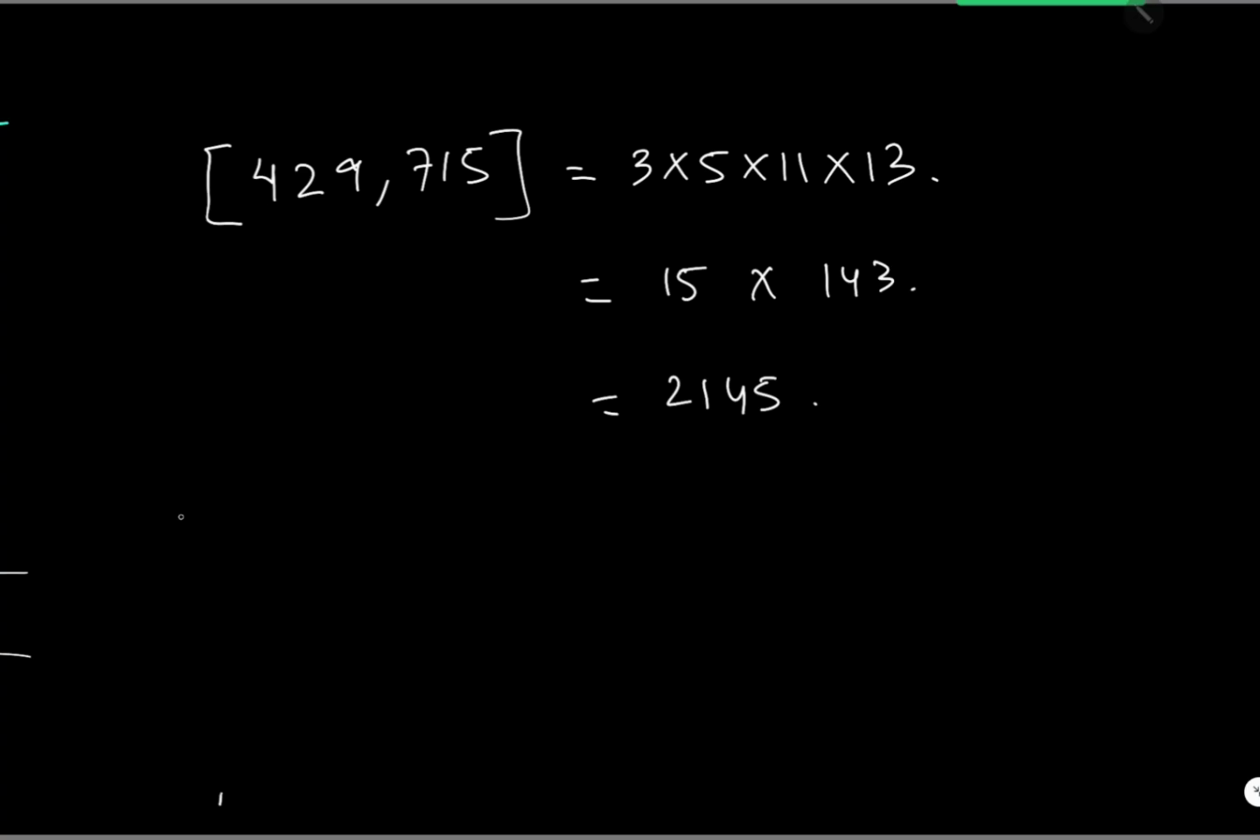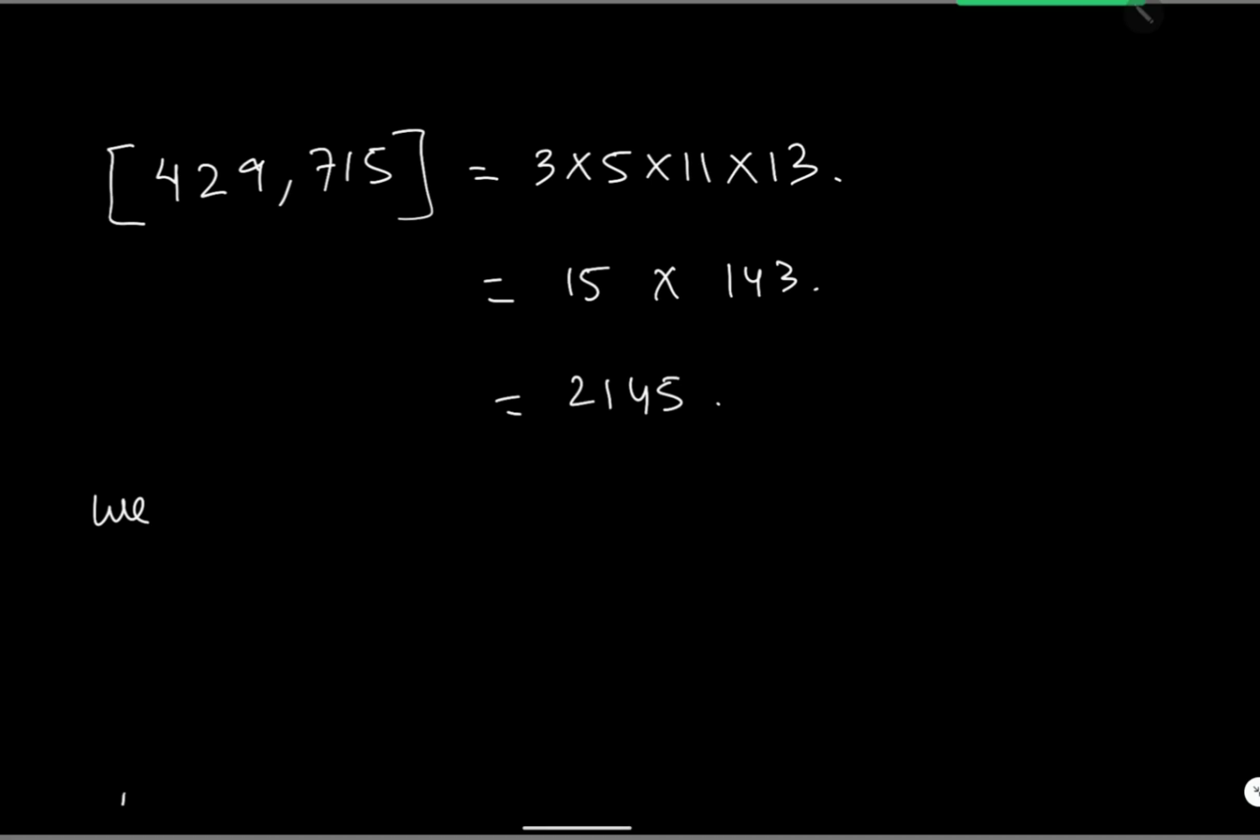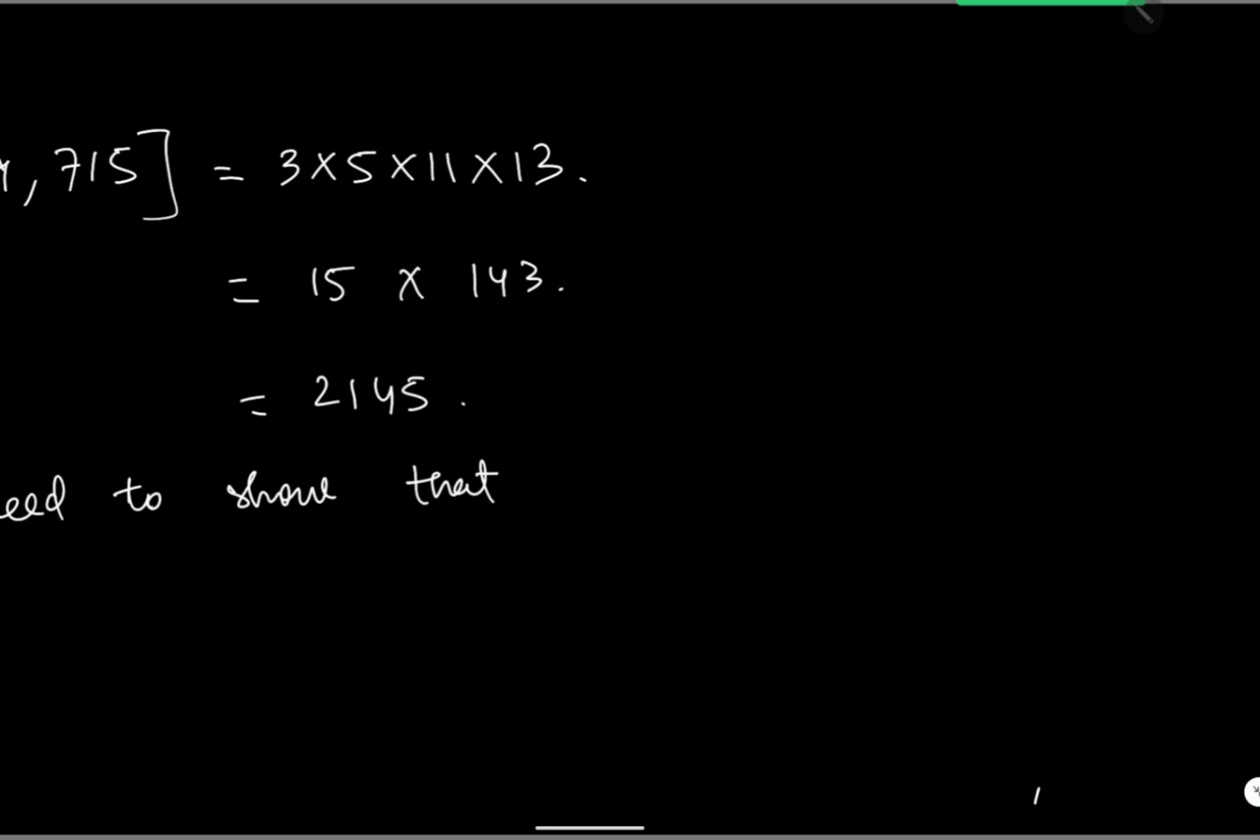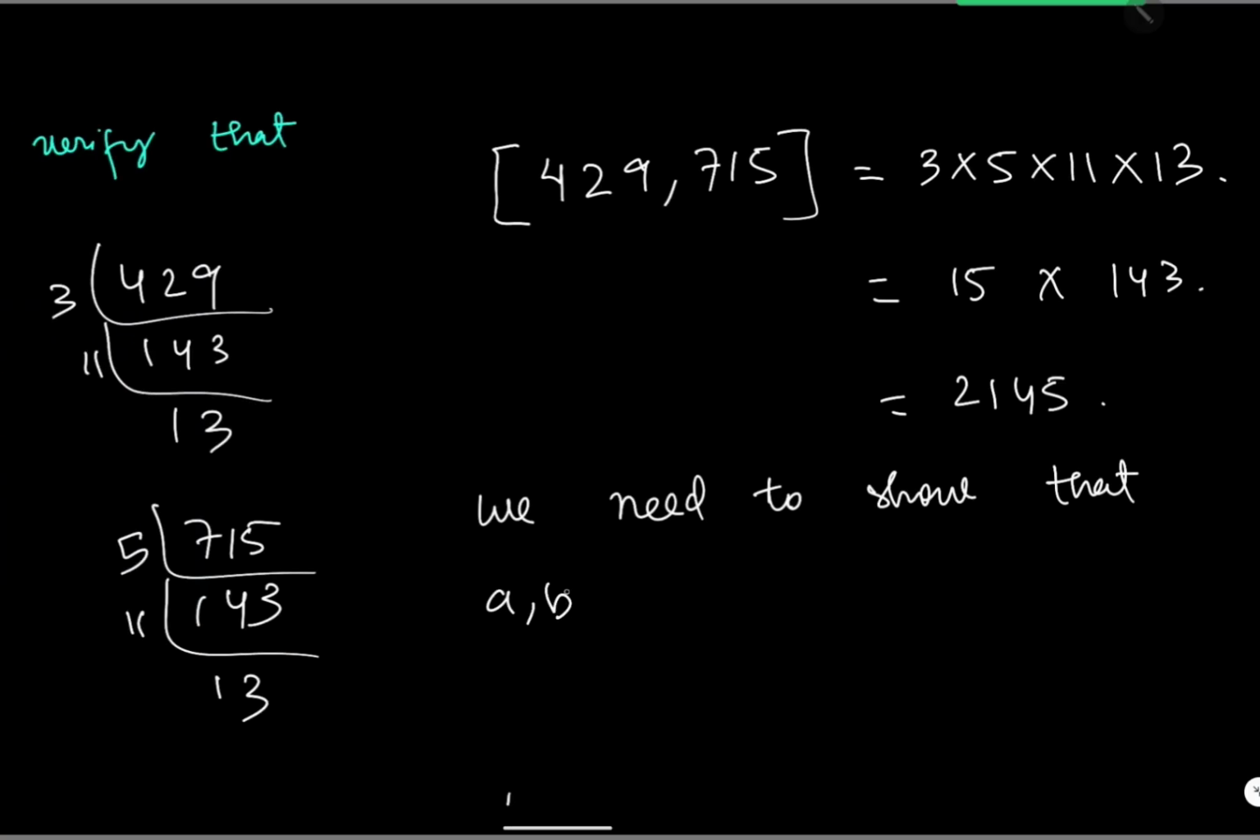Now we will have to show that the product of HCF and LCM is equal to the product of 429 and 715. Let us write them properly in words. We need to show that, instead of using A and B, let us use the numbers.